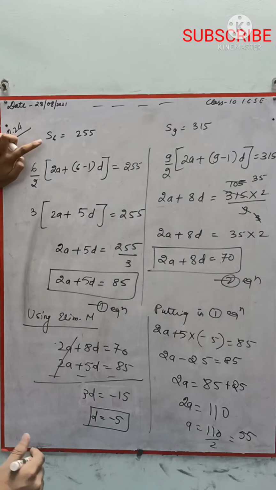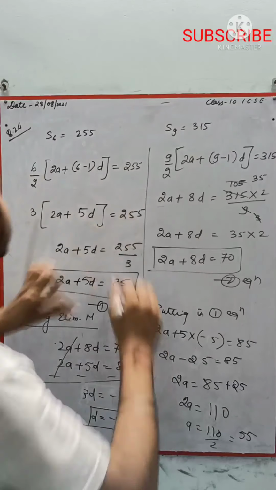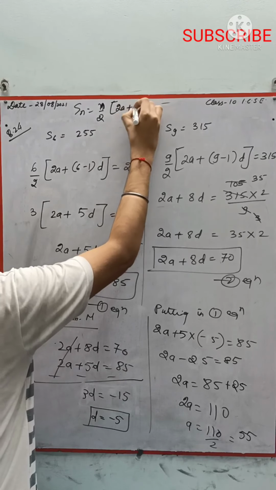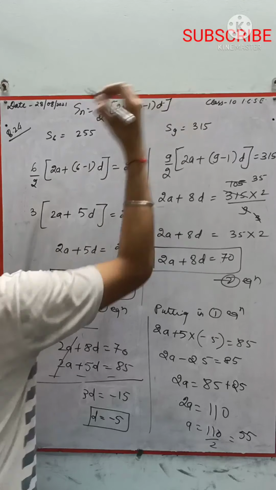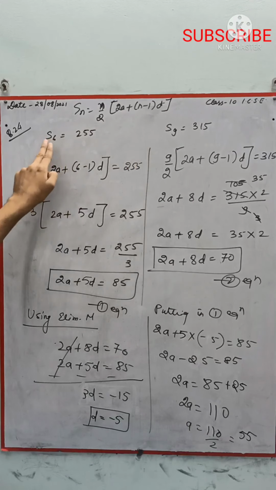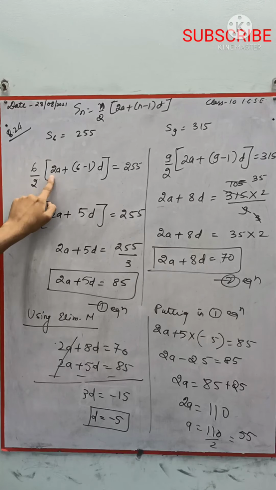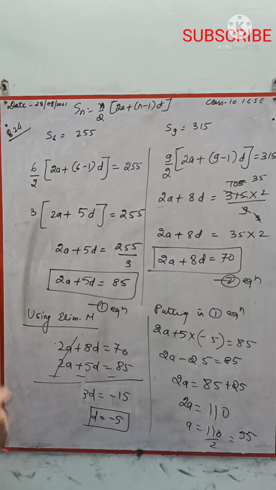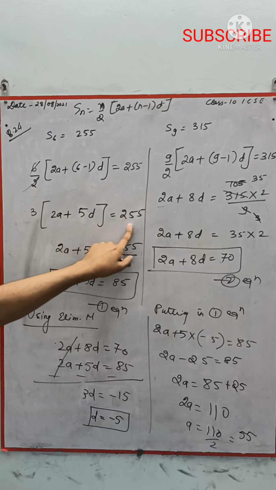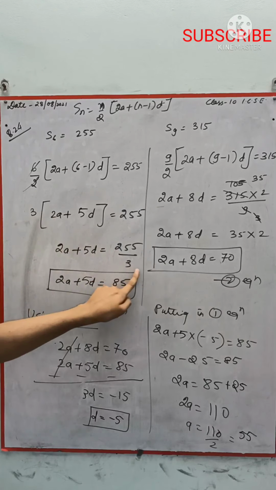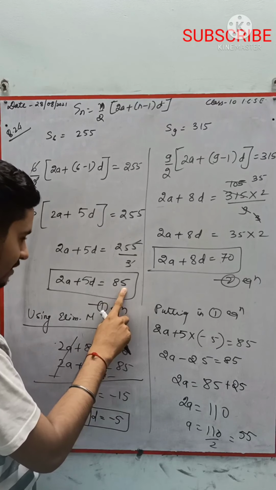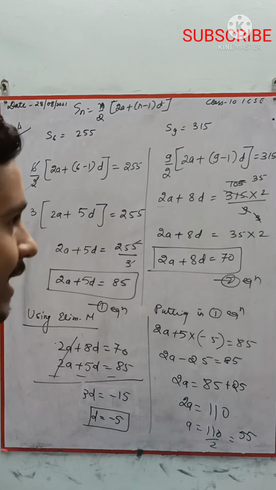Okay. So we know the formula of Sn, that is Sn is nothing but n upon 2 bracket 2a plus n minus 1 into d. So we have used this formula here. So S6 will be 6 upon 2 bracket 2a plus 6 minus 1 into d is equal to 255, given. Now you can cancel this 2 with this 6 to get 3. 3 bracket 2a plus 5d equal to 255. Take this 3 to the denominator. So 255 divided by 3 is 85. So 2a plus 5d is equal to 85.